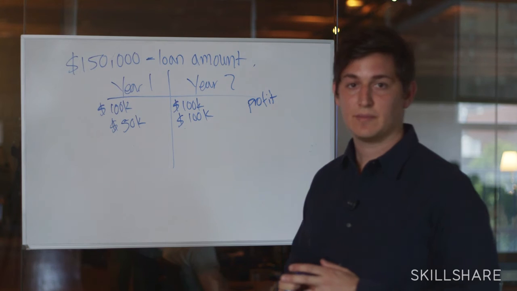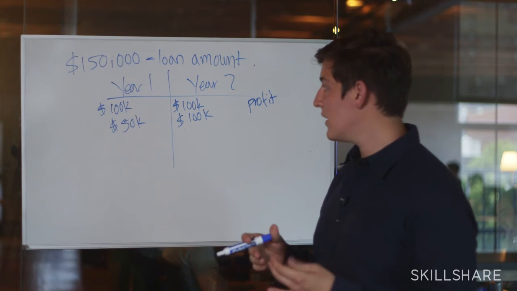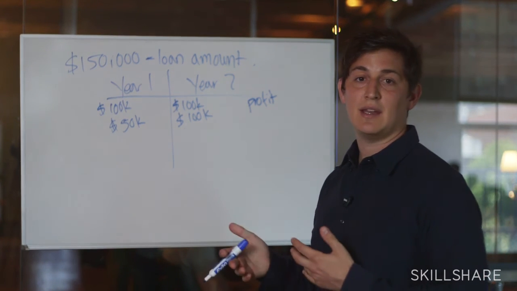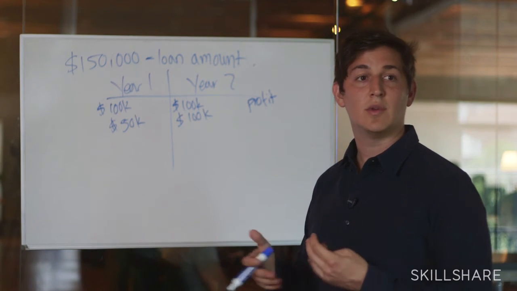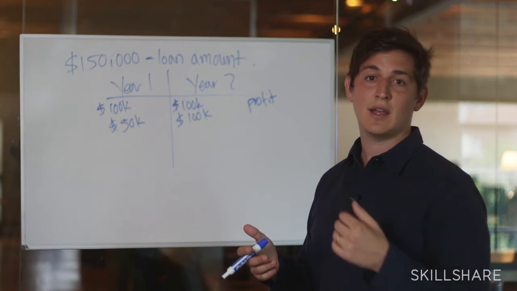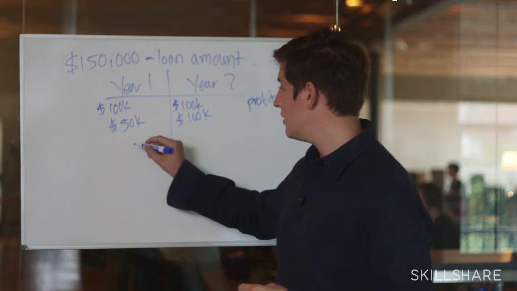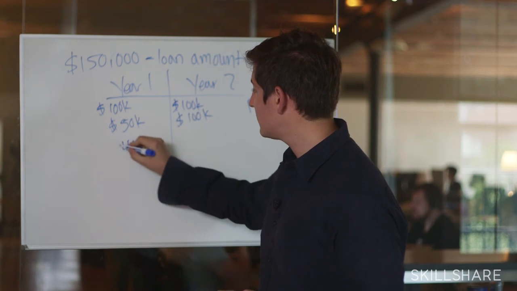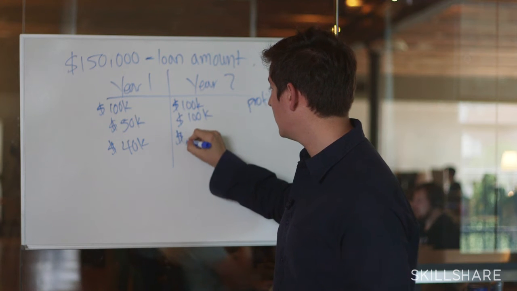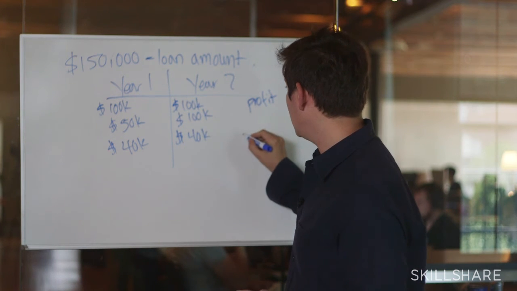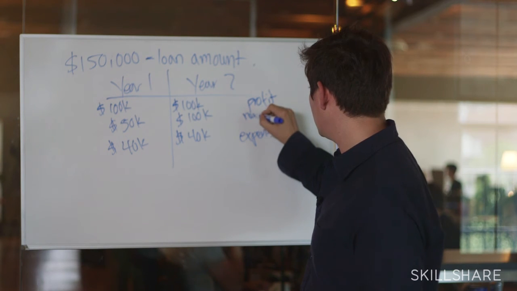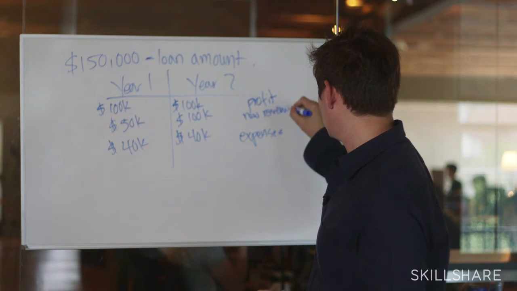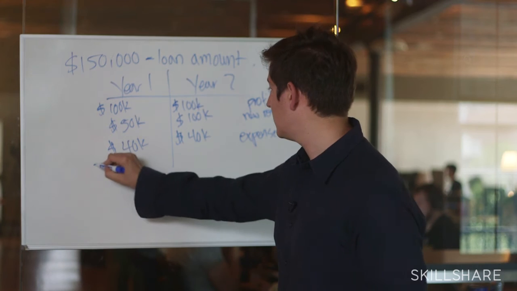$100,000 in year two. Now, I also know that it's going to cost me some money to maintain this equipment, or I may need to hire some contractors to come in whenever we're doing these shoots to man the lighting and man the cameras. So that's going to cost me roughly $40,000 a year in additional expenses. So this is new revenue, and this is expenses.